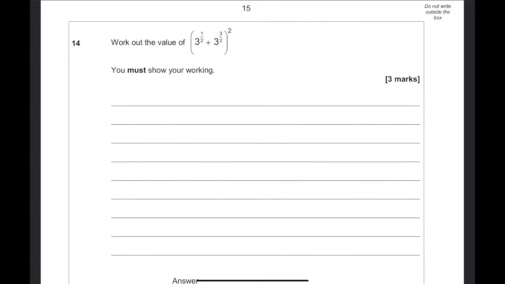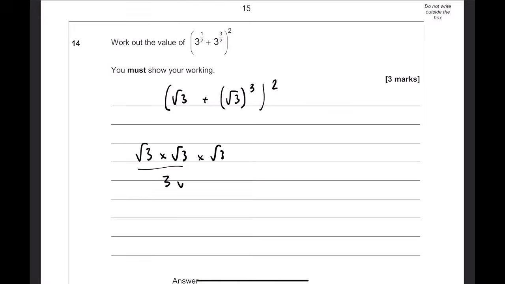Work out the value of this. This is just like some hard indices laws that you could potentially see at GCSE in the normal spec. So 3 to the power of a half is root 3, and 3 to the power of 3 over 2 is root 3 cubed, and we have to square all of that. Now root 3 cubed is the same as root 3 times root 3 times root 3. This is just going to be 3 root 3.